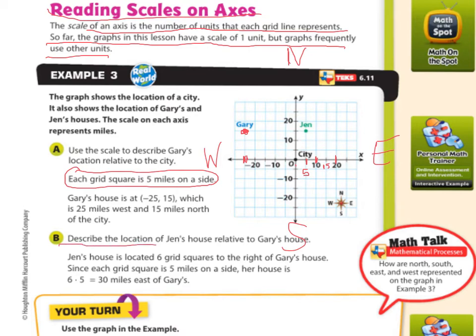So B says, describe the location of Jen's house relative to Gary's house. So to get from Gary's to Jen's, we don't have to go up or down. Let's count by fives. 5, 10, 15, 20, 25, 30. So it's 30 miles this way, which is east. 30 miles east of Gary. Right here, Jen's house is located 6 grid squares to the right of Gary's house. Since each grid square is 5 miles on a side, her house is 6 times 5, which is 30 miles east of Gary's.